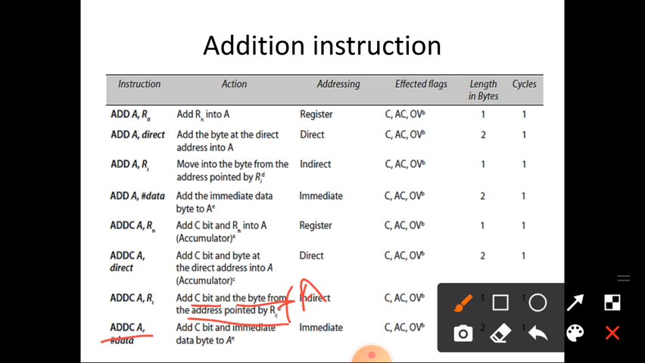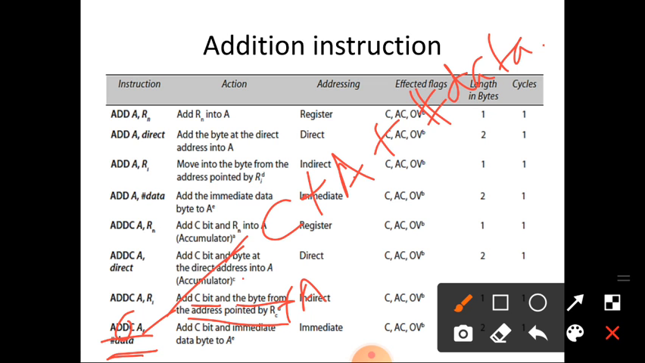Next, ADDC A comma immediate. Here the accumulator content is added with the carry and the immediate data specified. So it is carry plus accumulator content plus immediate data, and the result will be stored in the accumulator.